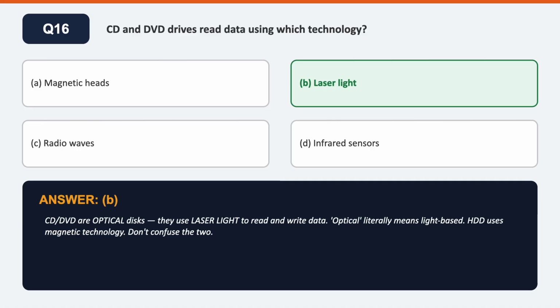Question number 16. CDs and DVDs use which technology? A. Magnetic, B. Laser light, C. Radio waves, D. Infrared. Answer B. Optical disc uses laser, HDD uses magnetic. Two different technologies.